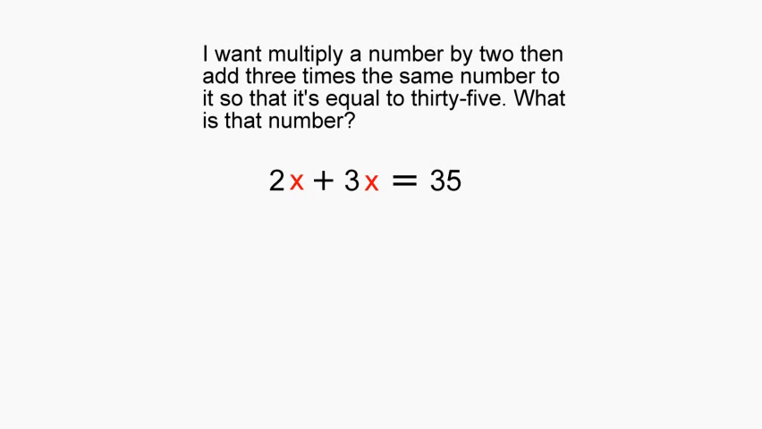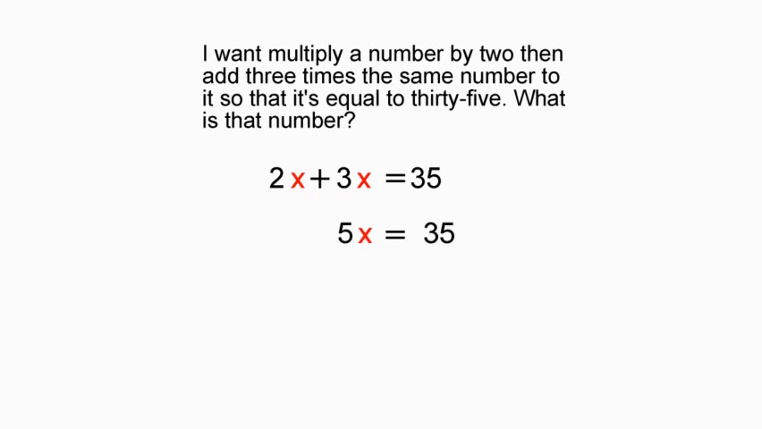Okay, so what am I trying to do here? I'm trying to find a number so that when I multiply it by 2, then multiply the same number by 3, then add those two numbers together, it has to be the same as 35. So let's now see if we can take it apart to solve it and find out what that number has to be. You'll notice that we have two x things here, so I can simplify them by adding them together first. 2x's plus 3x's is 5x's.